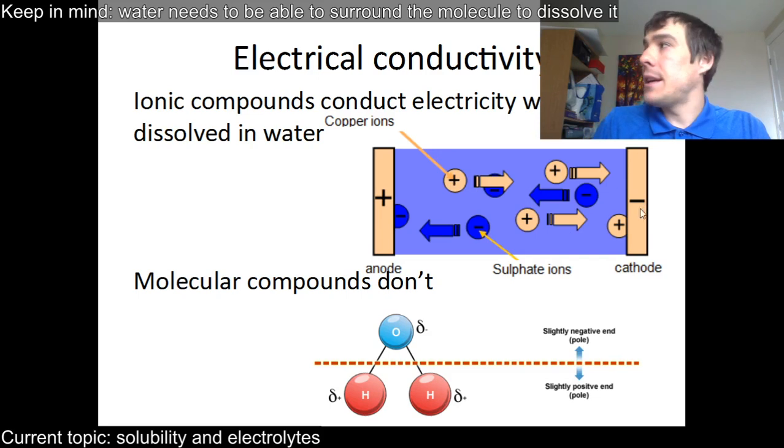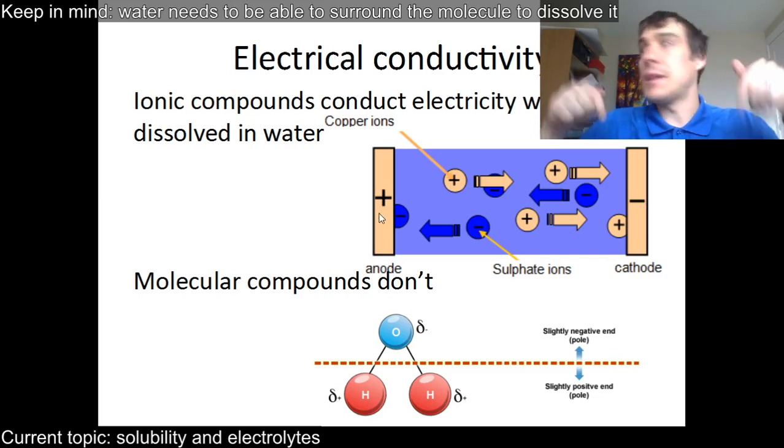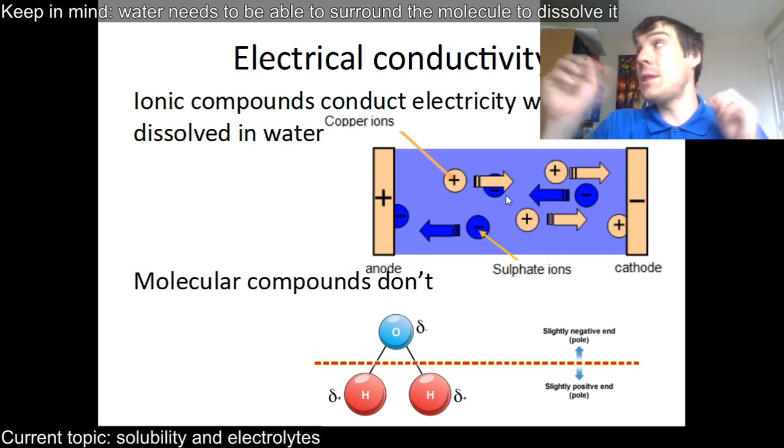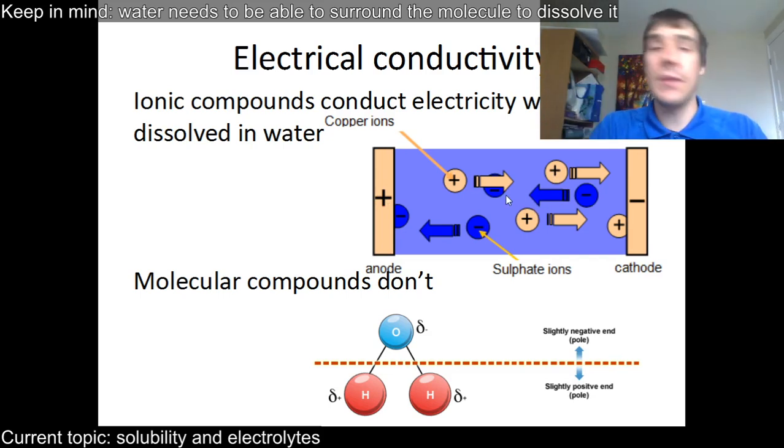Because if you put a negative on one side and a positive on the other side, which is what electricity is, right? It's electrons moving from negative to positive. The positive ions, the cations, will get attracted to the negative side, and the anions, the negative ions, will get attracted to the positive side. And then the electricity will flow because energy can get transferred through the solution. So salty water will conduct electricity. But pure water actually won't.